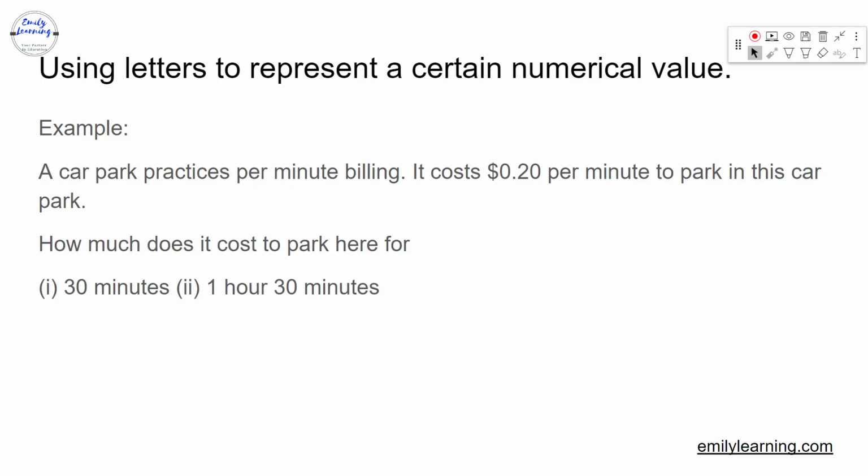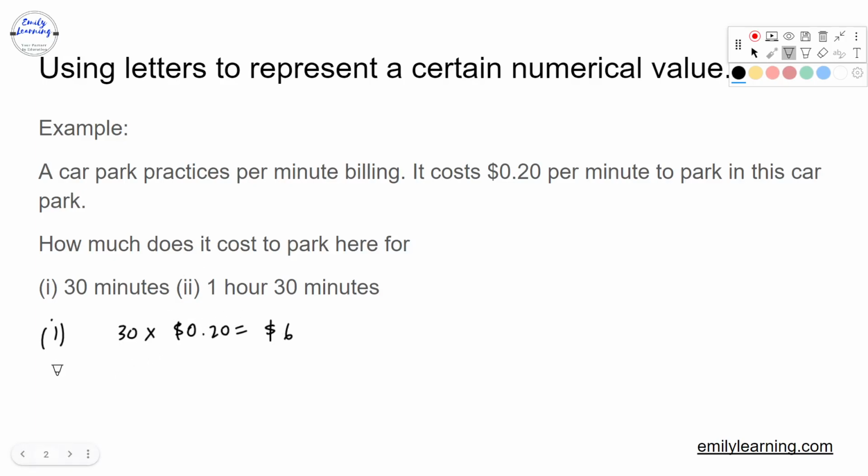So, we're at this car park that practices per minute billing. It charges you for every minute that you park in this car park. It costs 20 cents per minute to park in this car park. So how much does it cost to park here for 30 minutes? To find that, it will be basically 30 minutes times 20 cents, right? And so it will give us $6. Yeah, that's pretty expensive, right?